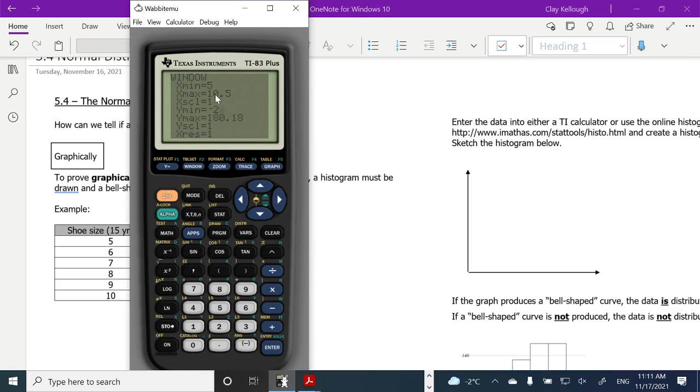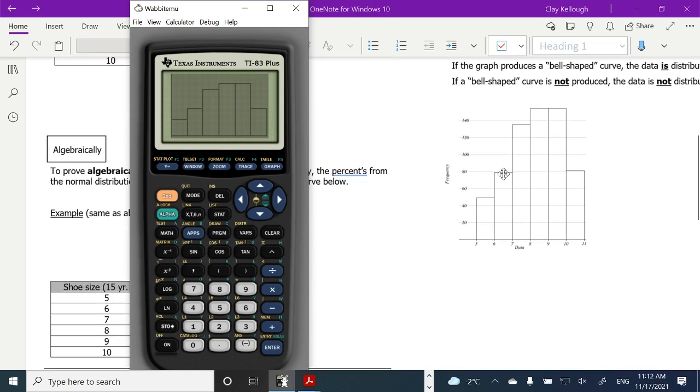Oh, wait a minute. X max, though. Again, I don't like my bar to be right at the end of the screen, so I'll go to 11 just to give it a little more breathing room. And there. See, there's a nice little bit of breathing room here. And there we have it. There's our graph. And notice it's pretty much the same as this guy. This one's stretched out a little because the scale is stretched out. But compare the relative sizes of the bars, and we've got the same graph.